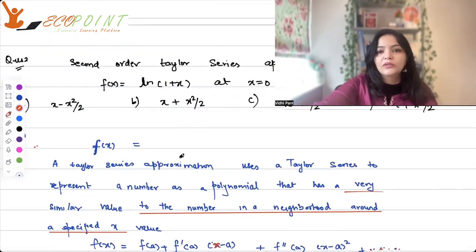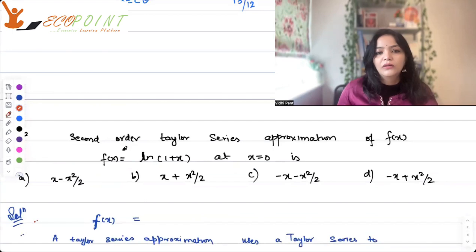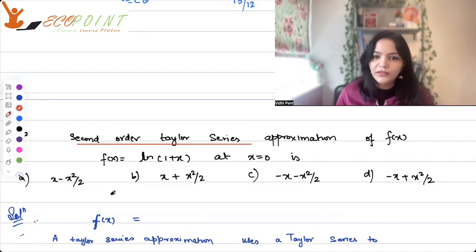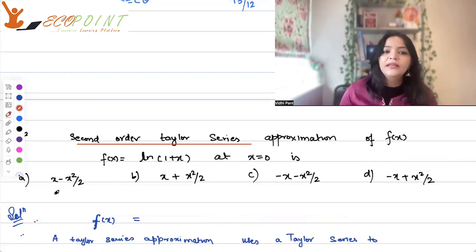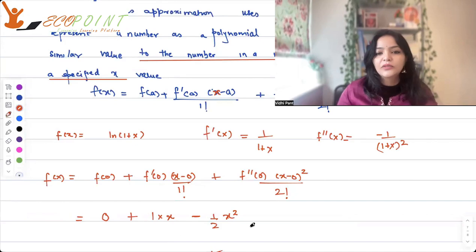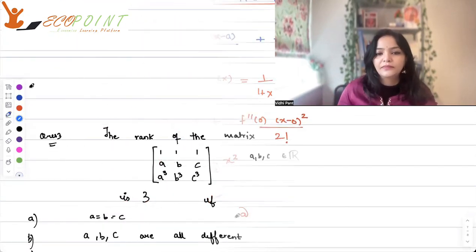Second order Taylor approximation. That means only moving till the double derivative. And do you see any of the options agreeing with us? Yes, option A. So option A it is. Option A is the correct answer.